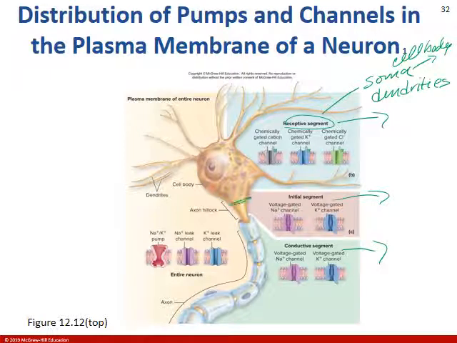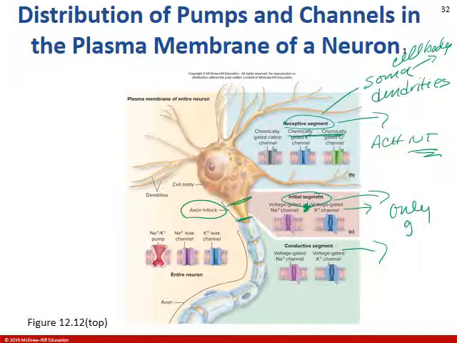Then here in the axon hillock, this is where you're going to have the voltage gates. So does this kind of look familiar, where in the receptive segment we have chemical, right? Some sort of neurotransmitter has to bind. And then here in the initial segment, this is where we have our voltage only gates. That should look really similar to what we talked about with muscle, right?